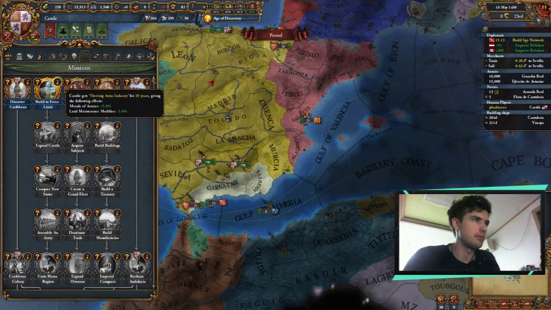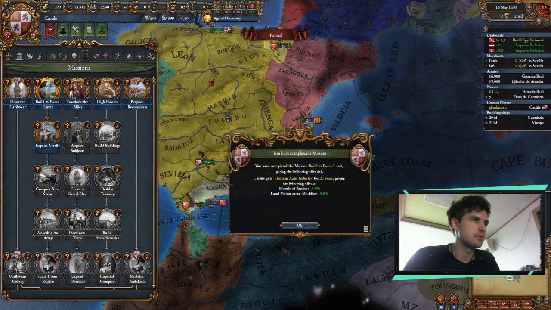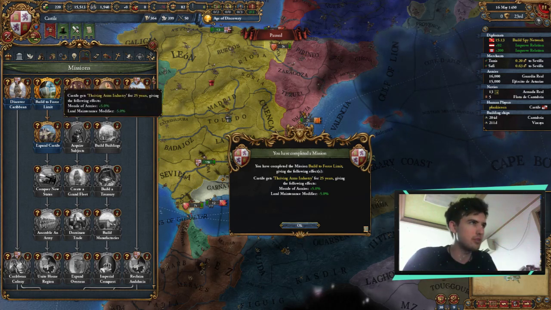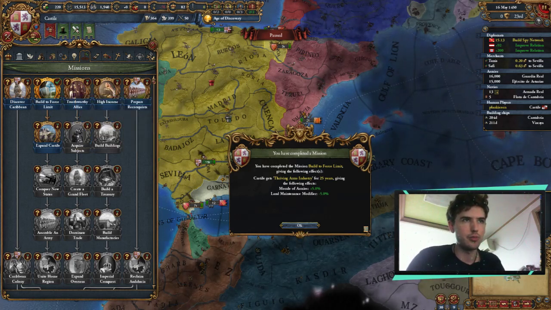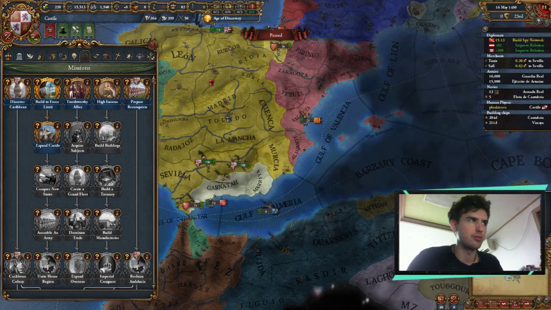Oh, build a force limit. Like that. It's a mission. When you complete the mission, you get a certain reward like that. For 25 years, you get morale of armies plus 5% and land maintenance minus 5%.